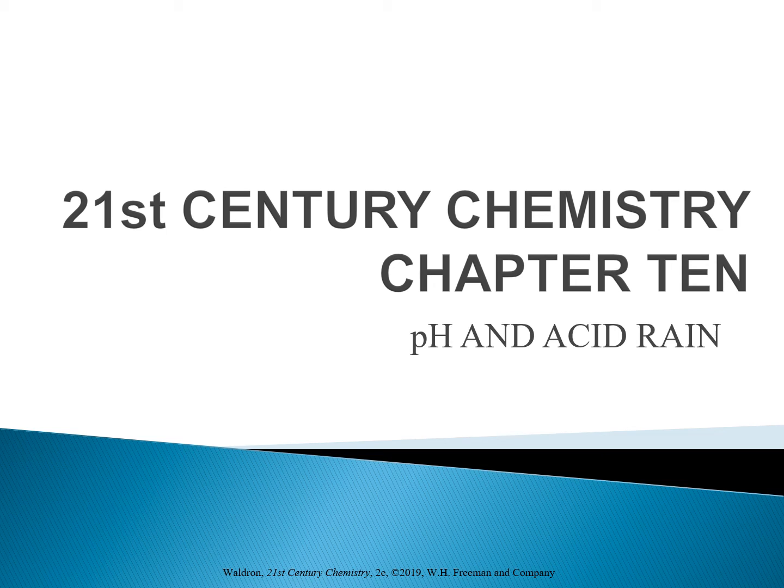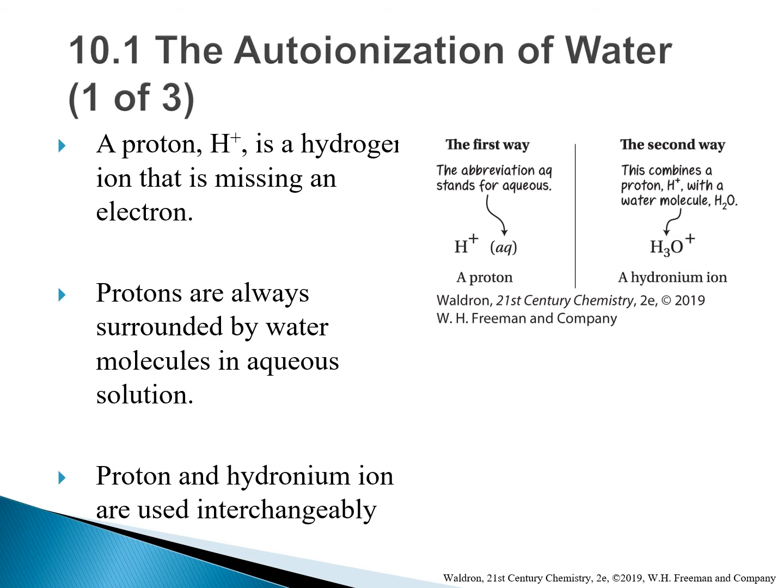Chapter 10, pH and acid rain. Recall from Chapter 2 that a proton, which has the symbol H+, is a hydrogen atom that is missing its only electron. And because most hydrogen atoms do not contain any neutrons either, the only particle in H+ is a proton. In aqueous solutions, protons do not exist on their own.